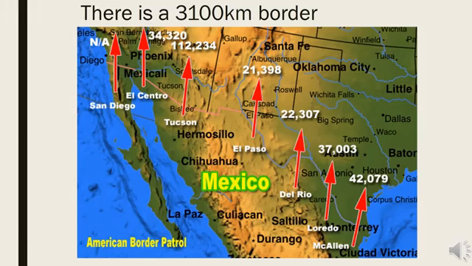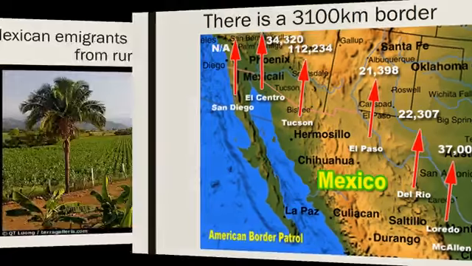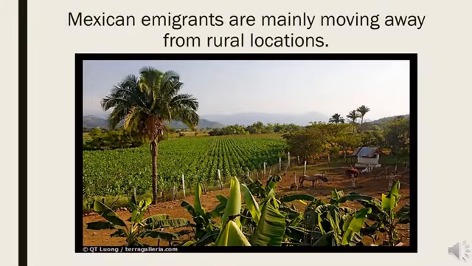The American Border Patrol have got a monumental task. They police a huge border, 3,100 kilometers in length, running straight the way across the southern part of the country. Most Mexican immigrants entering the United States of America are economic migrants. They're leaving from rural areas in Mexico, and as you can see from the following pictures, they live a life of hardship.